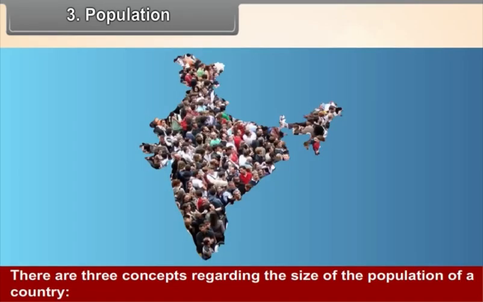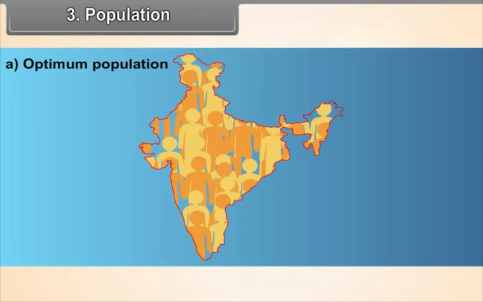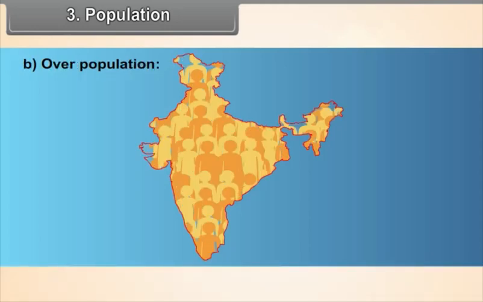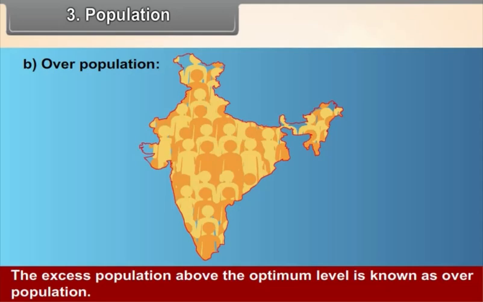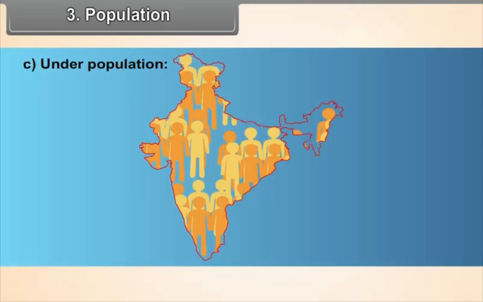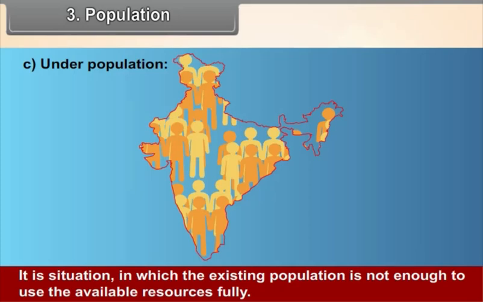There are 3 concepts regarding the size of population of a country. A. Optimum population. It indicates an ideal size of population. In this case, the available resources are properly utilized. B. Overpopulation. The excess population above the optimum level is known as overpopulation. It increases pressure on the available resources. C. Underpopulation. It is a situation in which the existing population is not enough to use the available resources fully.